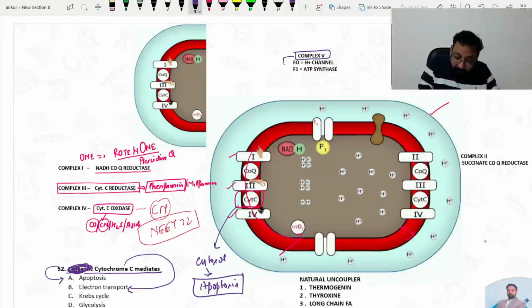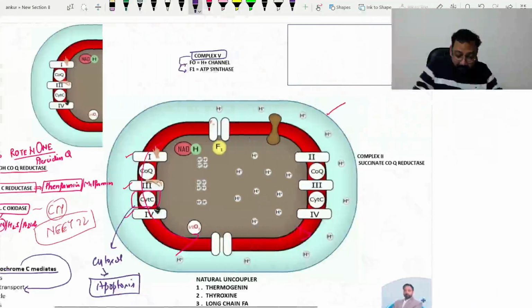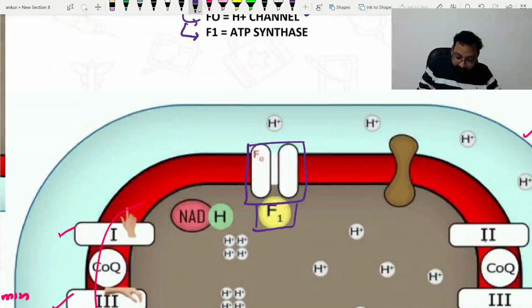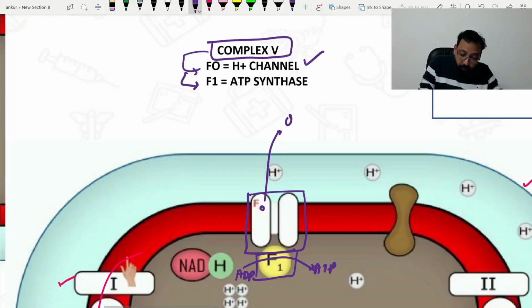This is complex 5. Complex 5 is made up of two parts, F0 and F1. F0 is the H+ channel, and F1 has ATP synthase activity. It converts ADP to ATP, and F0 is inhibited by oligomycin.